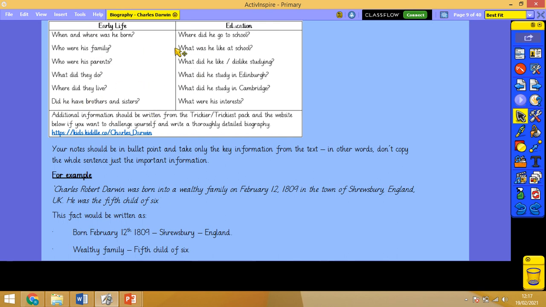And then for education, where did he go to school? What was he like at school? What did he like or dislike studying? What did he study in Edinburgh? What did he study in Cambridge? And what were his interests? This is just the basic information that can all be found on Tricky.